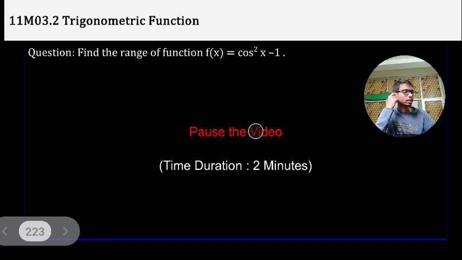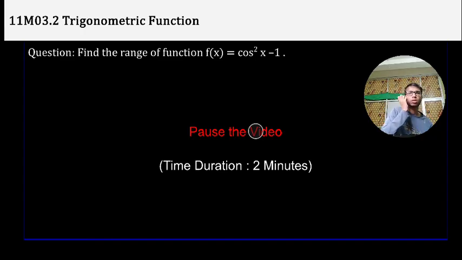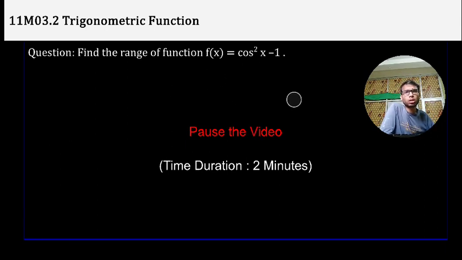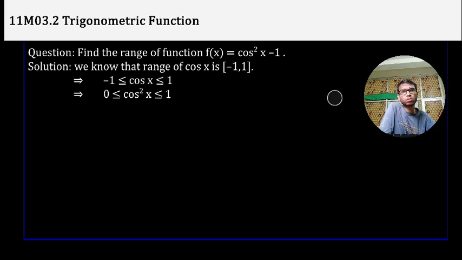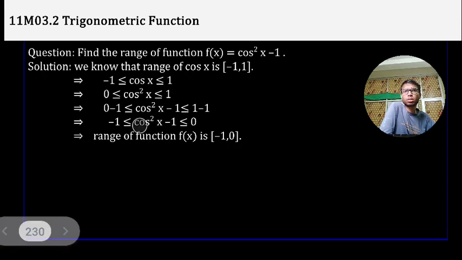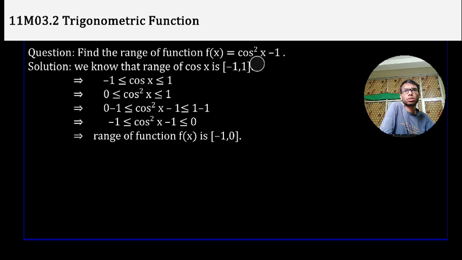Question: find the range of the function f(x) = cos² x − 1. We know that cos x also has range [−1, 1], including both. So first of all we will put −1 over here.